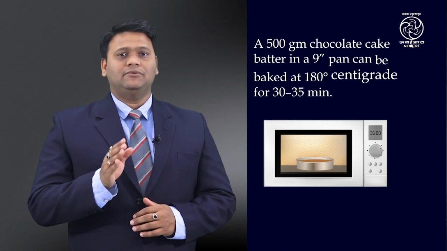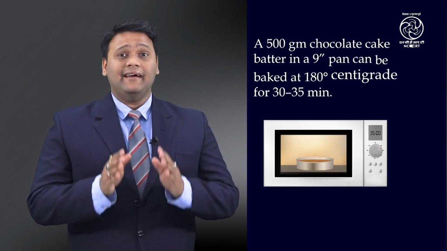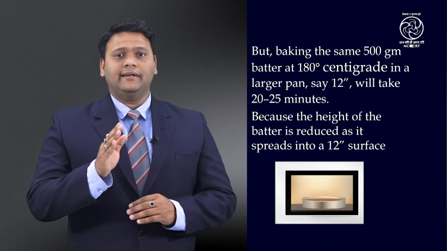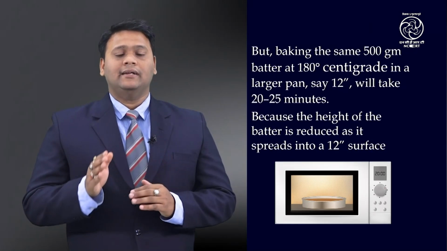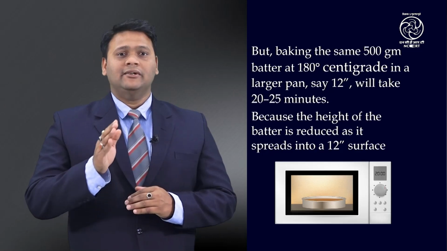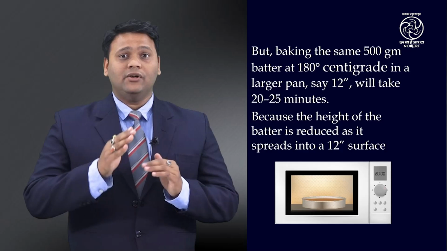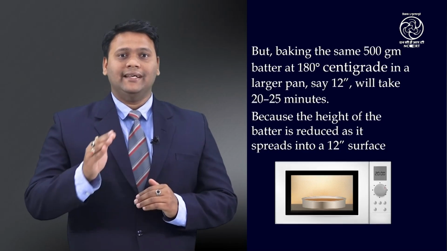A 500 gram chocolate cake batter in a 9-inch pan can be baked at 180 degrees centigrade for 30 to 35 minutes. But baking the same 500 gram batter at 180 degrees centigrade in a larger pan, say about 12 inches, will take 20 to 25 minutes because the height of the batter is reduced as it spreads into the 12-inch surface.